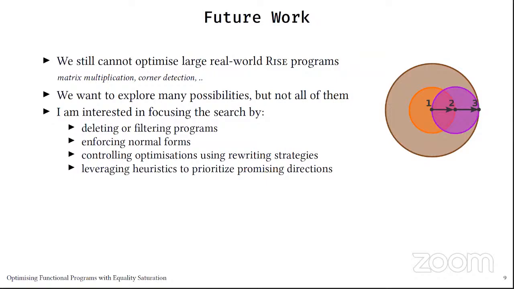I would like to talk about future work now. Even with all of these practical optimizations that I've presented, we still cannot optimize large real-world RISE programs using equality saturation. These programs would be matrix multiplication or corner detection, for example. And for me, the main problem with equality saturation, when you want to scale it to really big programs with complex optimizations, is what I've tried to represent on the diagram on the right.